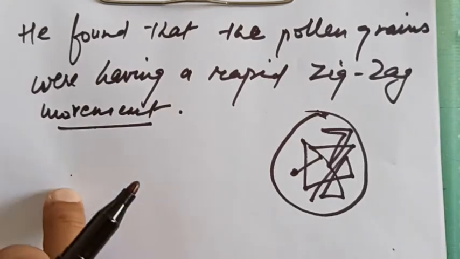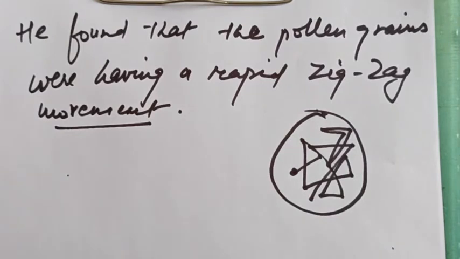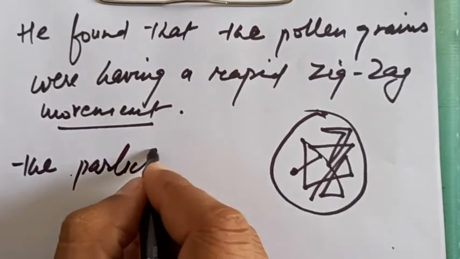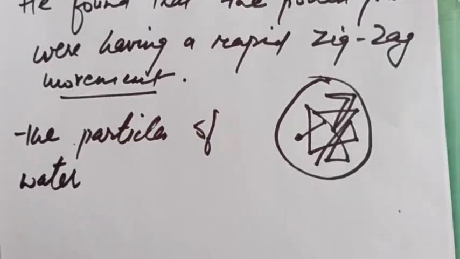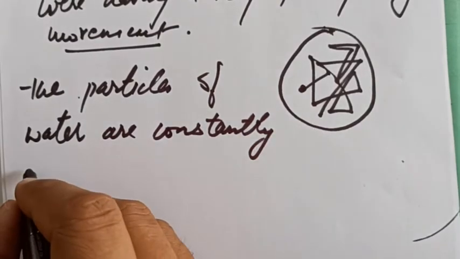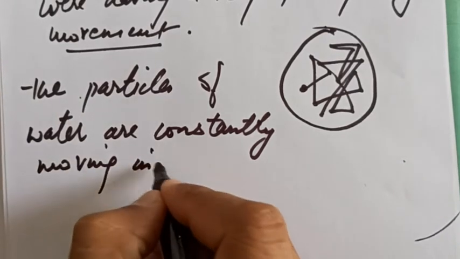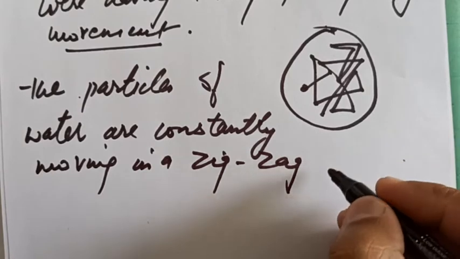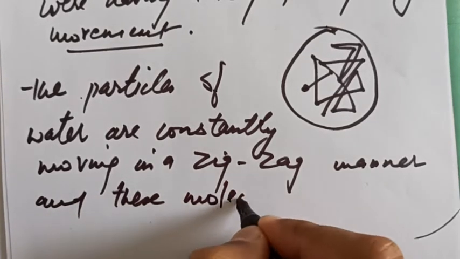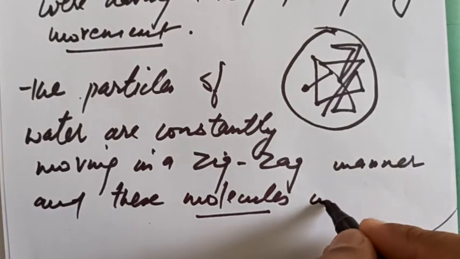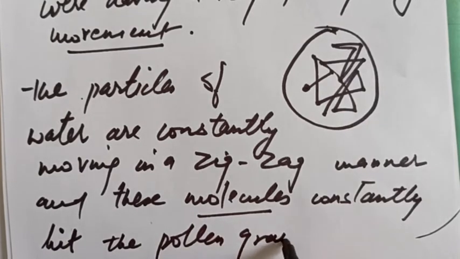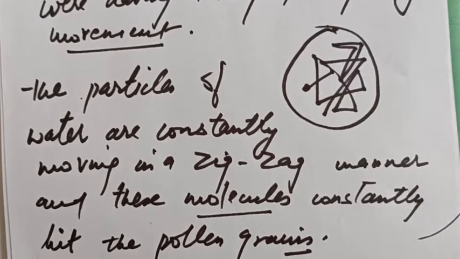And he explained the movement of pollen grains by assuming that the particles of water are constantly moving in a zigzag manner, and these molecules, meaning water molecules, constantly hit the pollen grains, due to which the pollen grains show zigzag motion.